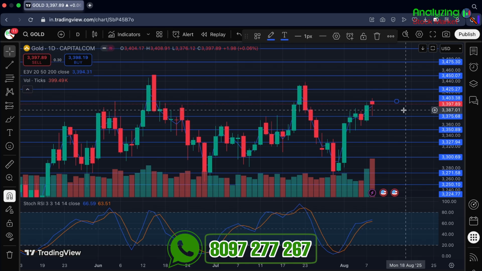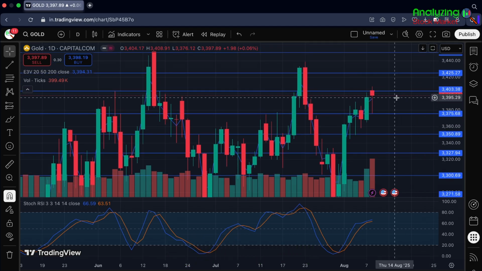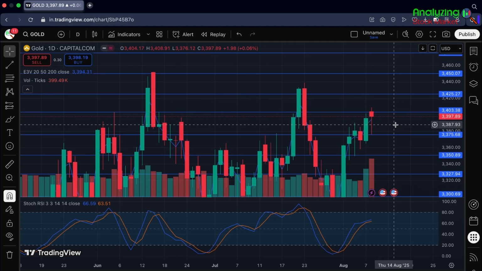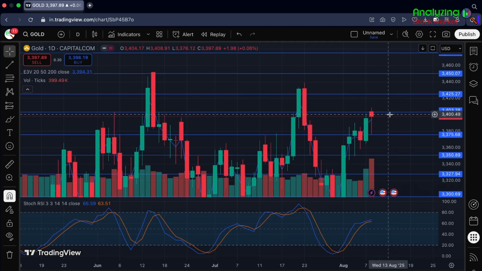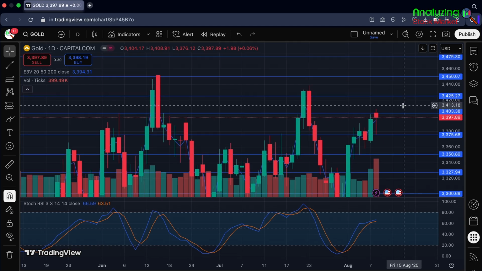So the levels are now marked, and let's now talk about the closing. The pair closed at 3397.89. Here the direct support is 3375 and direct resistance is 3403. After direct support there is a support of 3350 and then 3327. After direct resistance there is a resistance of 3425 and then 3450. So these are both important support and resistance zones.